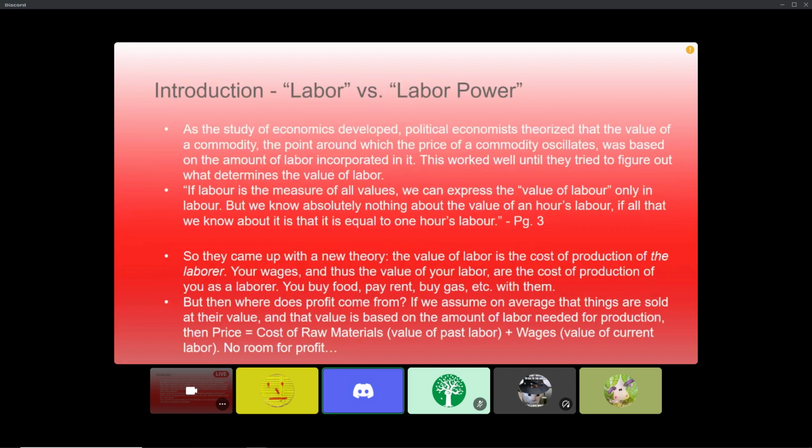So if I'm at Starbucks and I'm your barista making you a coffee, that's the value of the labor embodied in the coffee beans, the labor embodied in the espresso machine, the labor embodied in the milk. So that's your cost of raw materials. And then your wages, the value of the labor you just did. And so where's the profit?